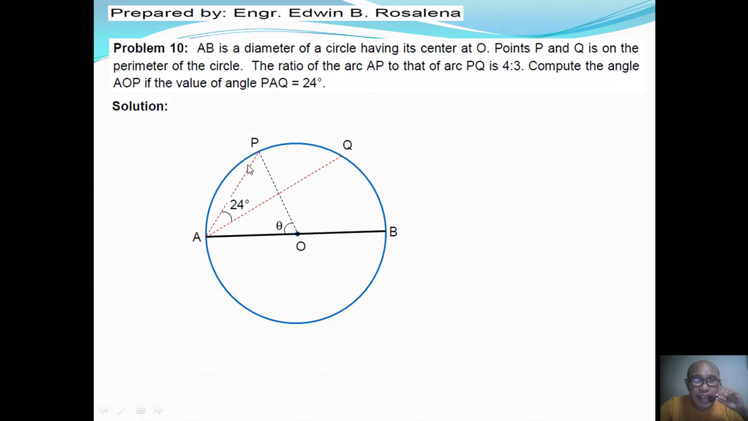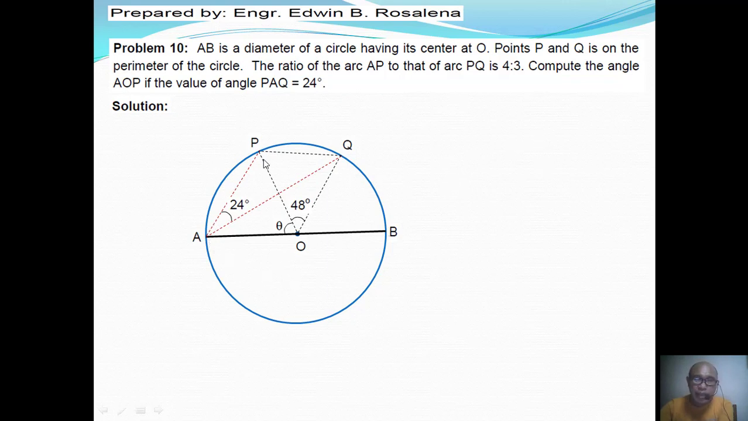So, notice that this angle 24 at A is an inscribed angle. And the intercepted arc is PQ. Okay? So, this angle 24 is an inscribed angle. And the intercepted arc is PQ. And the measure of PQ is at the center, itong angle na to. So, if this is 24, meaning this is 48. Because the intercepted arc measures twice the inscribed angle. Ayan. Kita na?